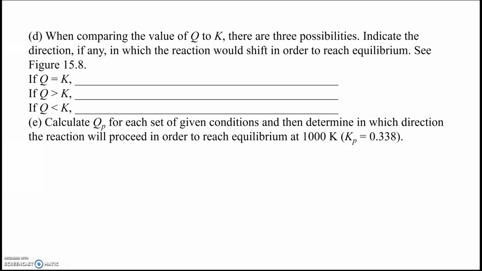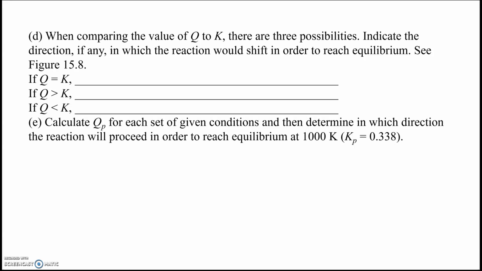All right, we're picking back up. We're on question D in section 15.6. The problem asks us to compare the values of Q to K. And what does this tell us about anything? So we've got three possibilities.